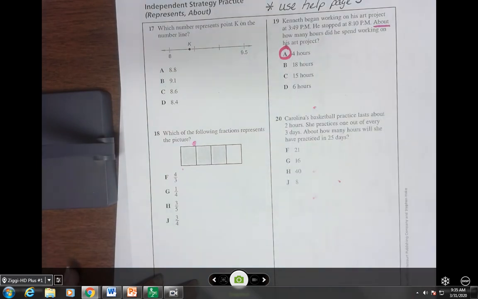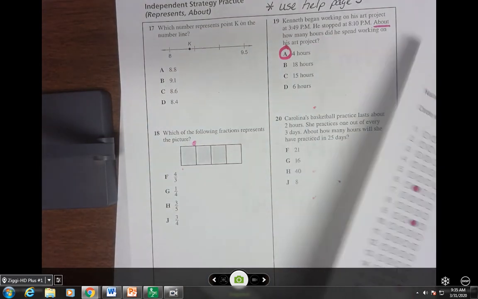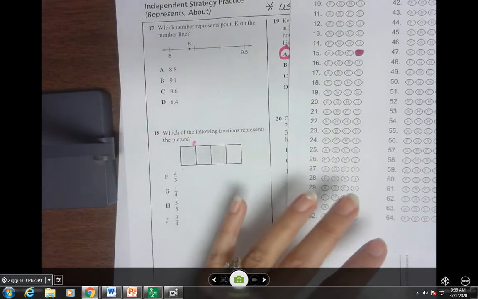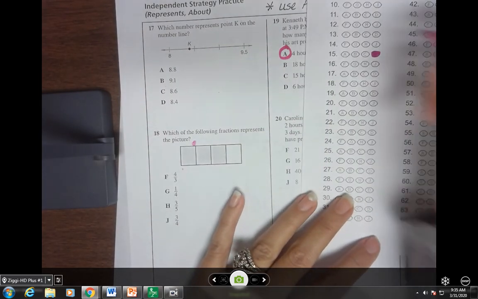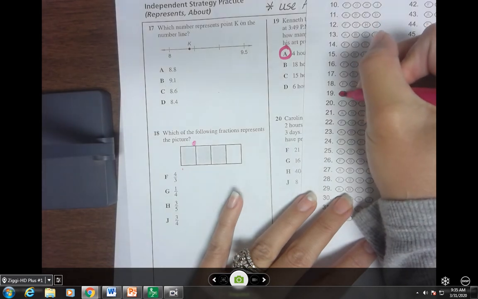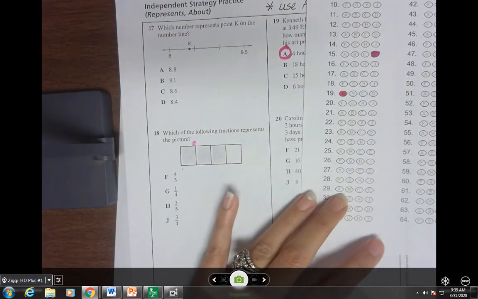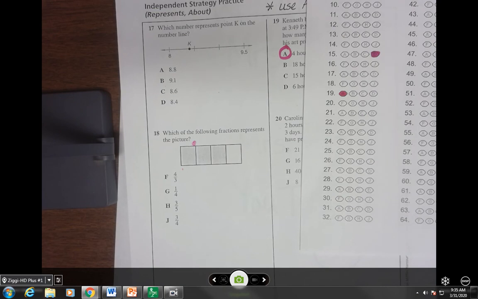I would circle it, and I would go to number 19 on my bubble sheet. So 19, 4 hours was A, and I would bubble that in. Remember, if you don't have access to this bubble sheet, you can just write it on a piece of paper and keep track of it and send it to us when we're done with all of these videos through our email, which is in the description.